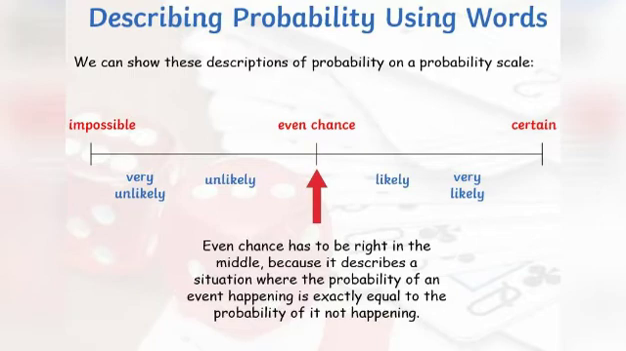But if we look exactly halfway along this line, we can now see a new probability word, even chance. An even chance has to be right in the middle because it describes a situation where the probability of an event happening is exactly equal to the probability of it not happening. An even chance means that there is a 50-50 chance of something happening.